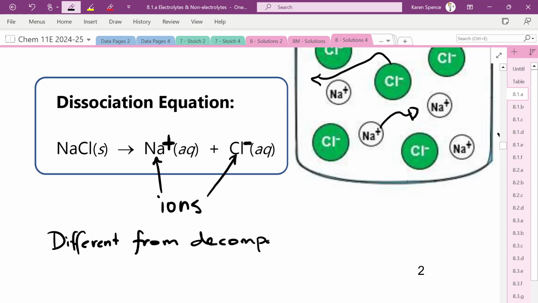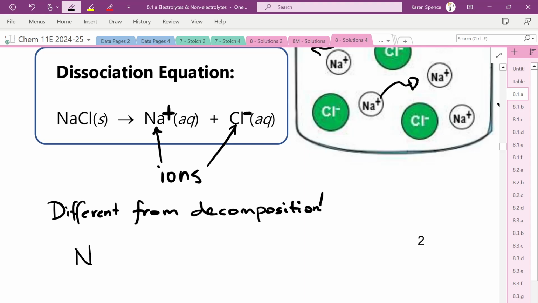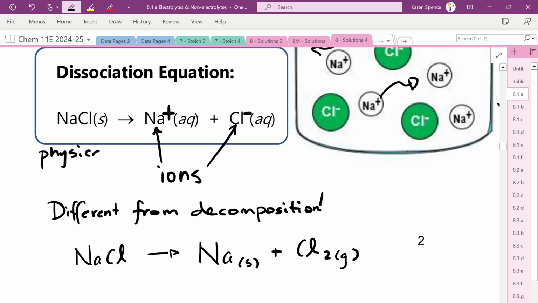decomposition. What would the decomposition of sodium chloride look like? NaCl would become Na, solid, and Cl2, gas. Okay, so just bear in mind, it's different from decomposition. This is a physical process. This is chemical. I didn't balance this, but there we go.